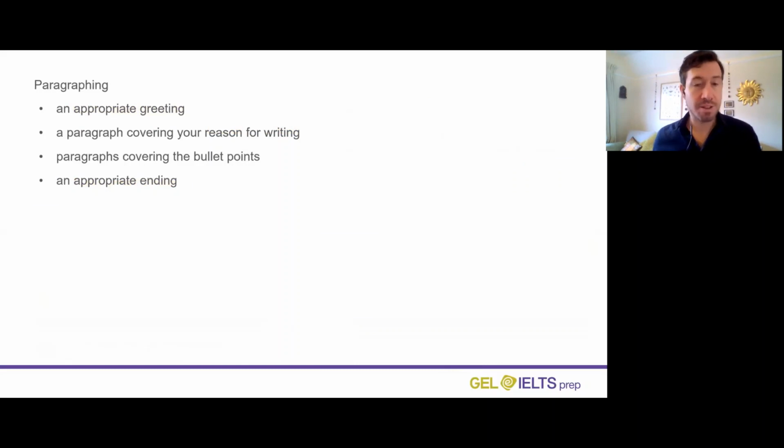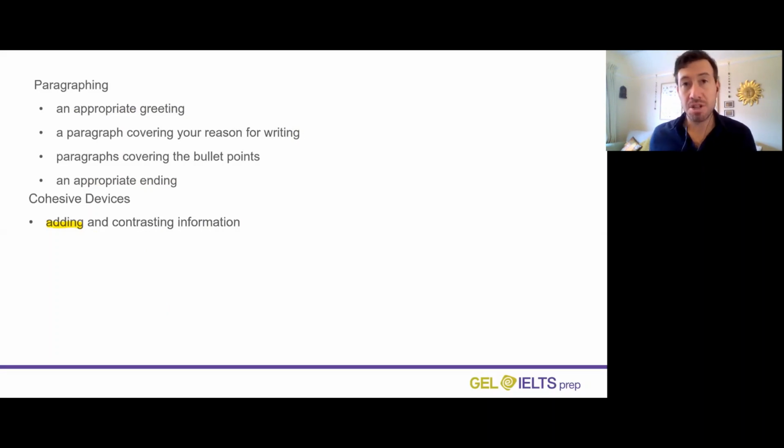So we looked at paragraphing, and now let's move on to focus on that other point in the marking criteria, which was cohesive devices. As I said, cohesive devices are linking words, words that connect sentences together. And we can use them for different things like adding and contrasting information. When we talk about adding, we just mean adding extra information. The simplest way of adding information is using the linking word and. So and is for adding.